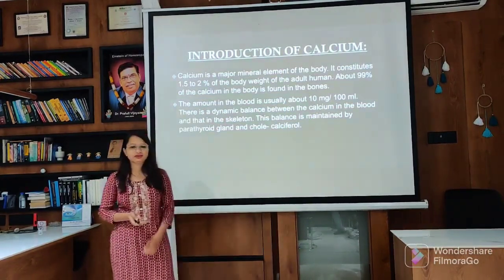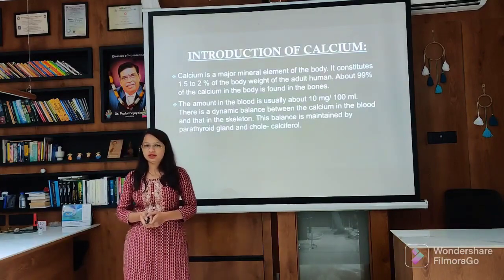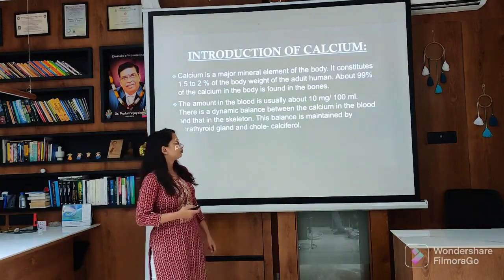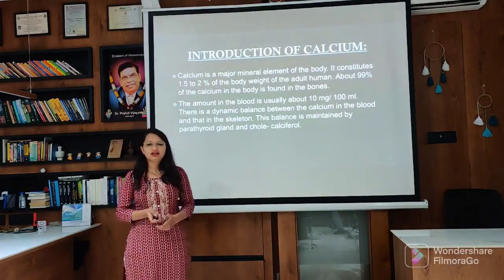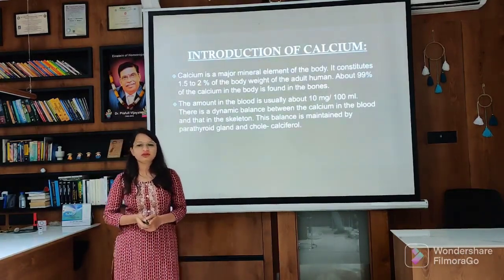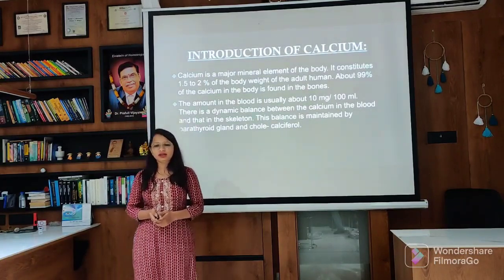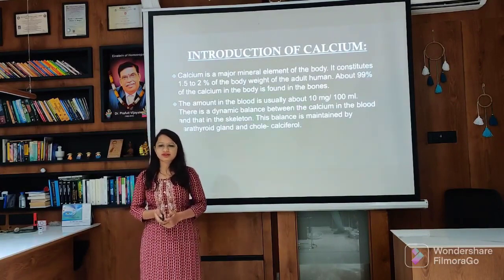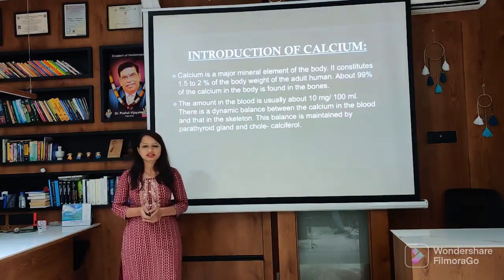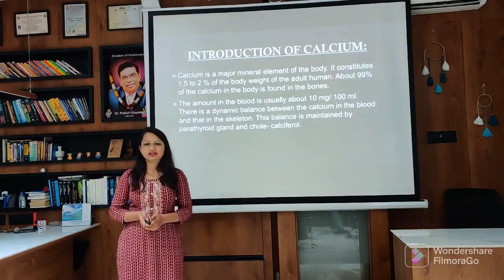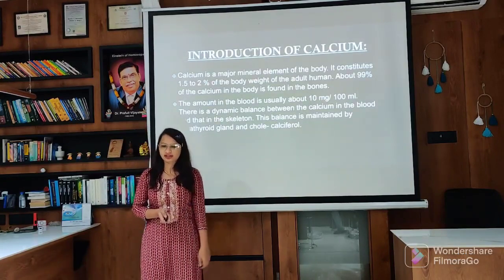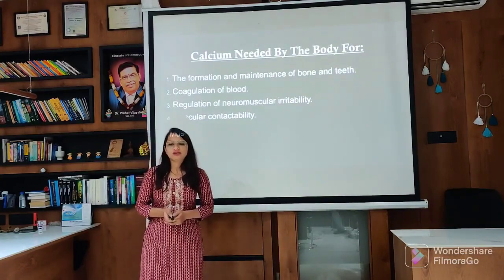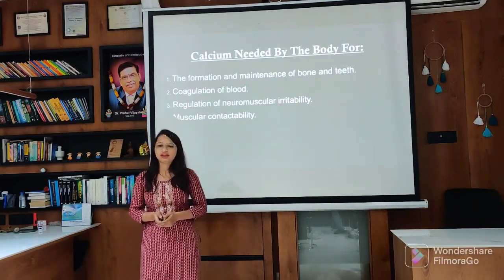Introduction of calcium. Calcium is a major mineral element in the body. It constitutes 1.5 to 2% of body weight in an adult human being. About 99% of the calcium is found in bone. The amount found in blood is about 10 mg per 100 ml. There is a dynamic balance between calcium in the blood and in the skeleton. This balance is maintained by the parathyroid gland and cholecalciferol. Calcium is needed by the body for the formation and maintenance of bone and teeth.